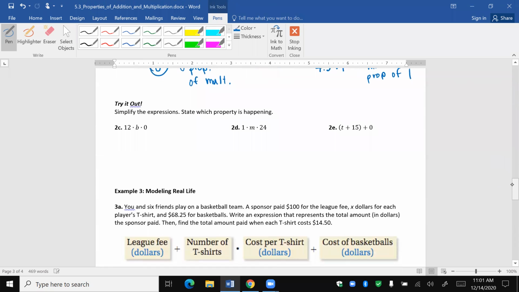Okay, we'll go ahead and try these next three. Okay, coming back here, anything times 0 is 0. So I've got 0 as my simplified answer. That would be multiplication property of 0. Anything times 1 is going to just be itself. So I've got m times 24, multiplication property of 1, sorry. And then our last one, anything plus 0 is just itself. So t plus 15 would be all the way simplified. That would be addition property of 0.